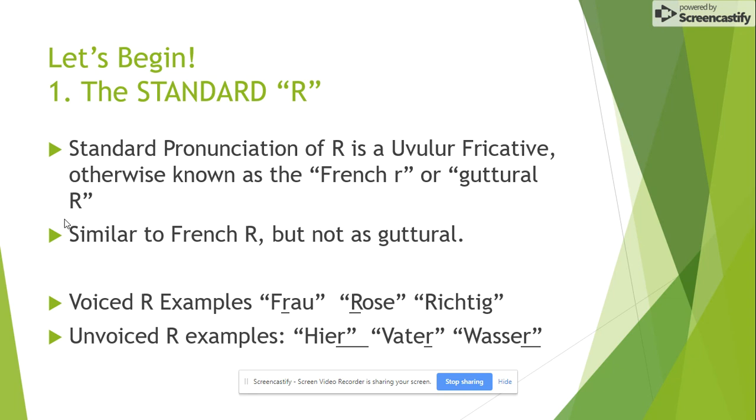Now, if an R is at the end of a word, it could be unvoiced. So for example, hier, Vater, Wasser. You realize that R kind of gets replaced by an A sound. So it's like it's a silent R. And in English, that's what the British English speakers sometimes do, is they have voiced R's and they have unvoiced R's.